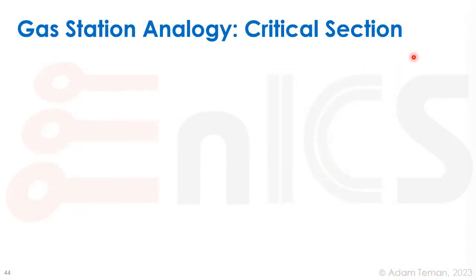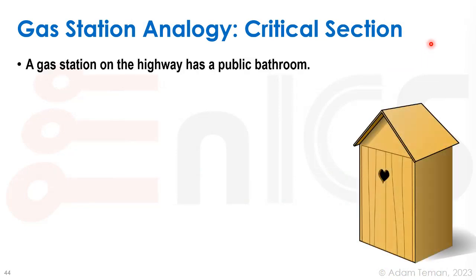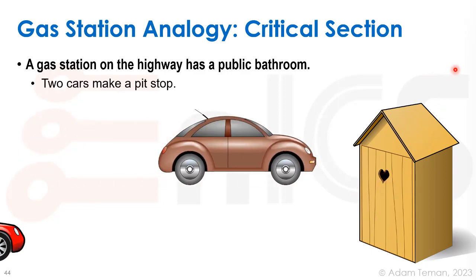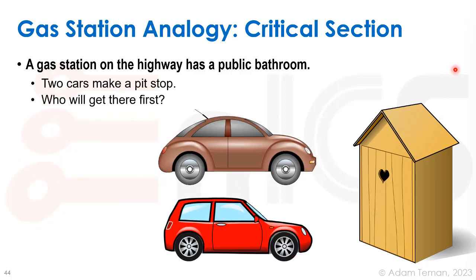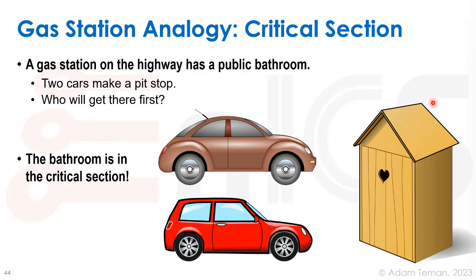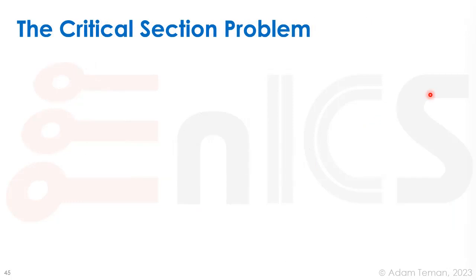So let's see this in a famous gas station analogy. It's more like a bathroom analogy that you see in different types of lectures. We have a gas station on the highway, and it has this nice bathroom with a little heart in the window. Two cars come and make a pit stop, and the question is, who gets there first? If these were two cars, or processes, it would depend on the order that they arrived. So the bathroom really is the critical section of this type of process.